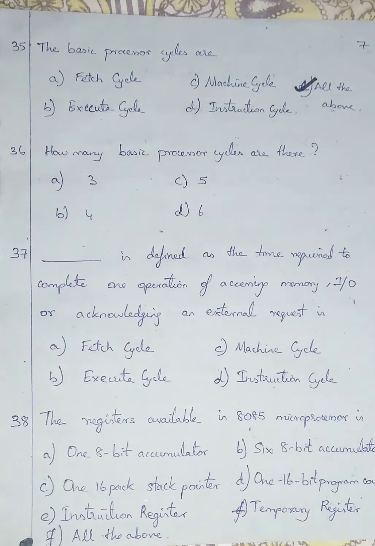Question number 36. How many basic processor cycles are there? We saw there are 4 basic processor cycles. Option A was given as fetch cycle, execute cycle, machine cycle, instruction cycle. So there are 4 basic processor cycles. So I am going with option B, 4.